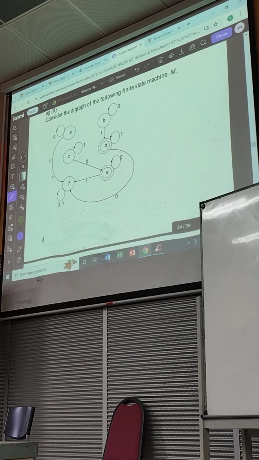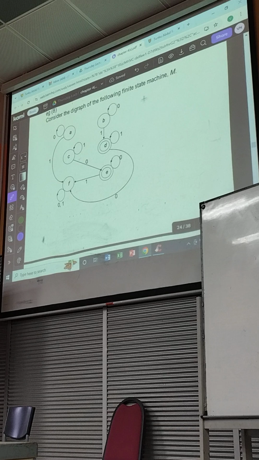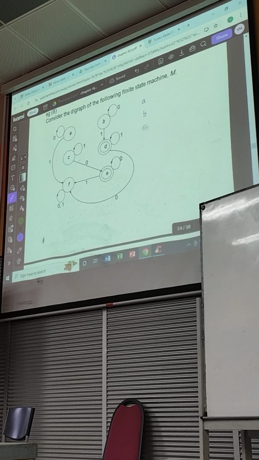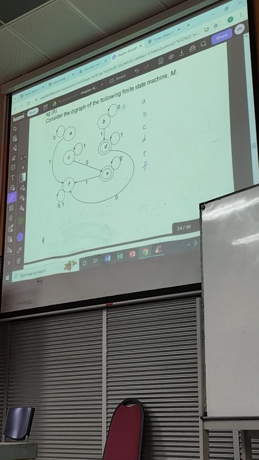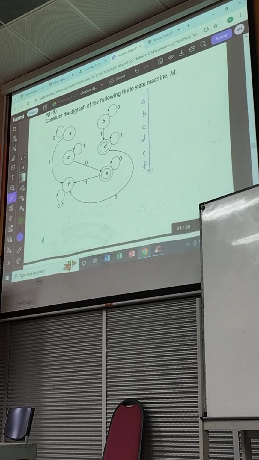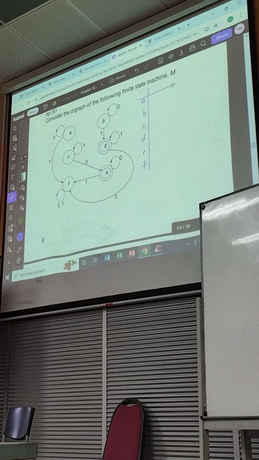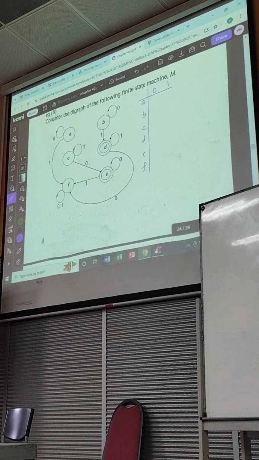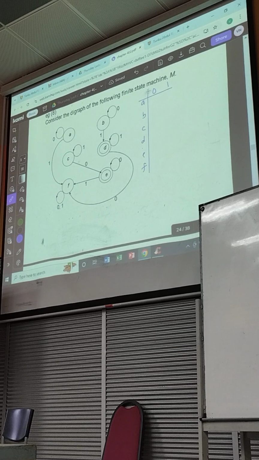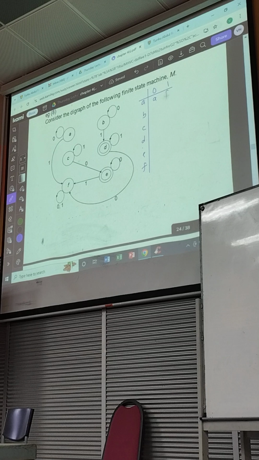So you have A, B, C, D, E, and F, just right here. Later I will erase. These are all the sets that you have. 0 and 1 are the input set. So A after input 0 is A. A goes to AF.